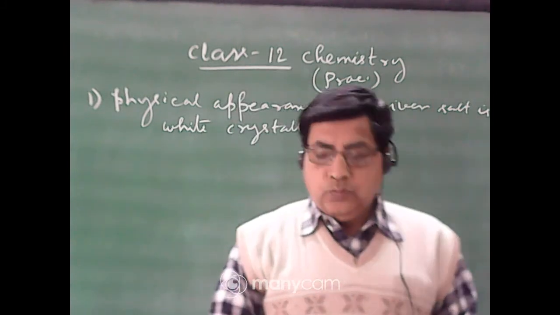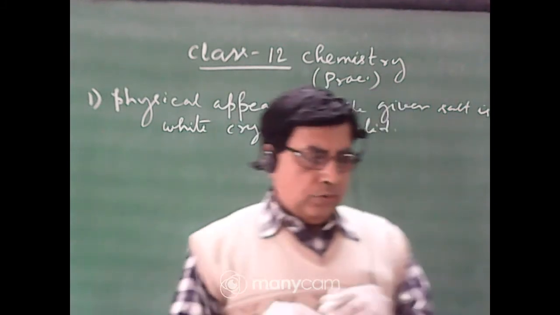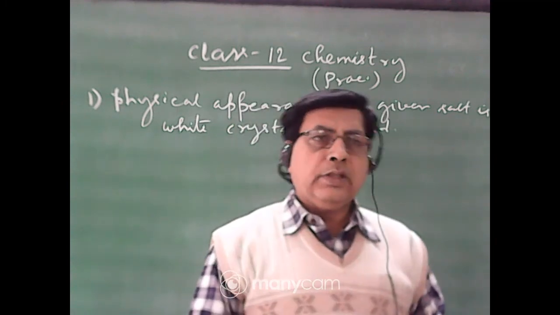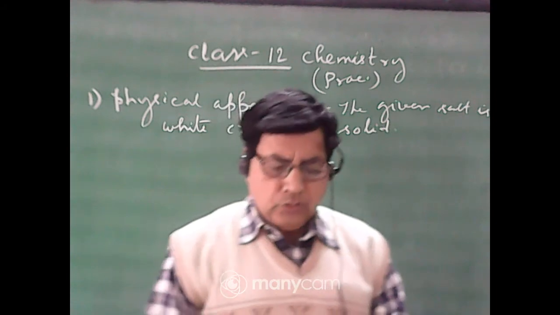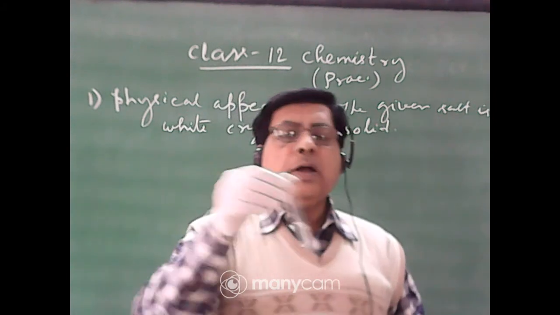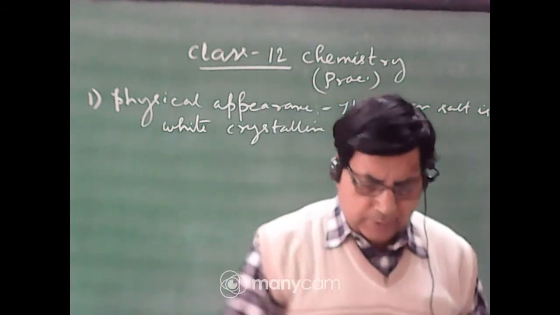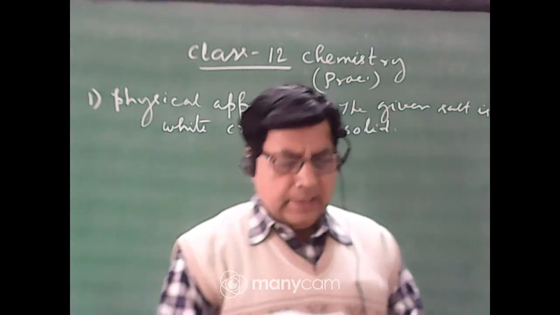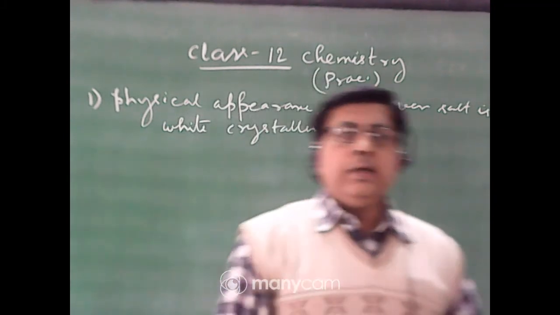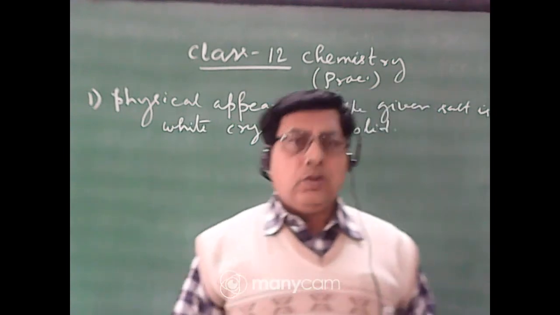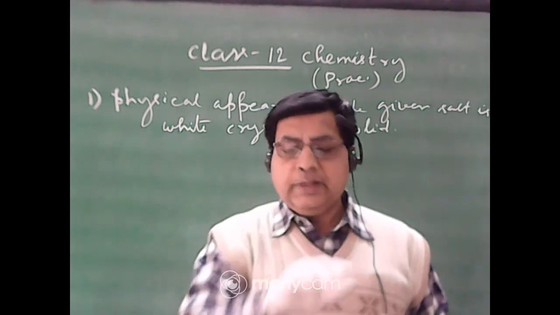Now for group 4, through this solution you have to pass H2S gas. You pass H2S gas, and what do you observe? A white precipitate is formed. This may be zinc ion, because zinc sulfide is white in color.